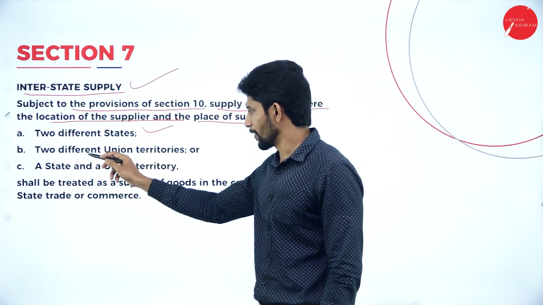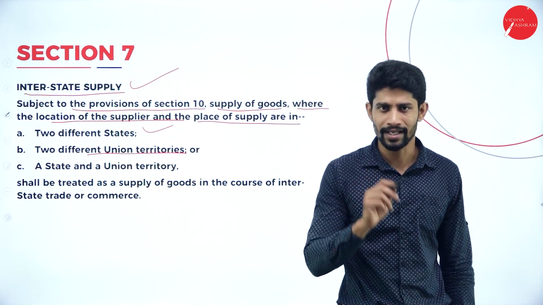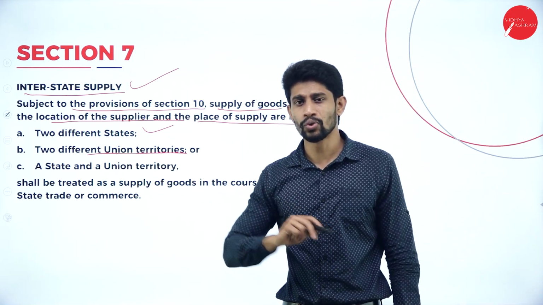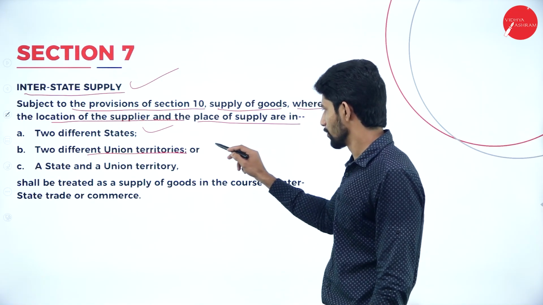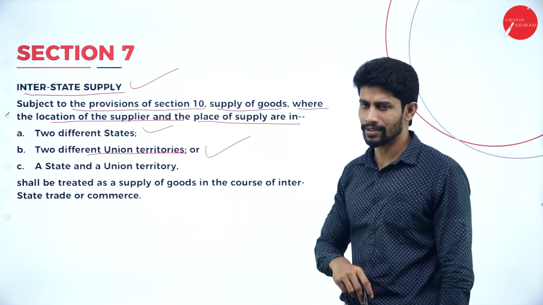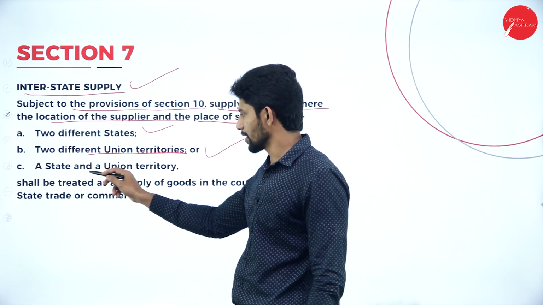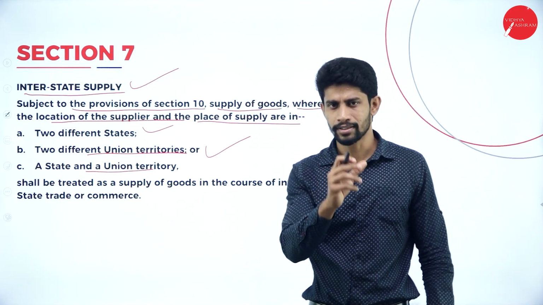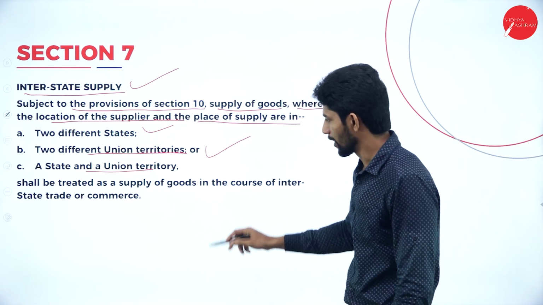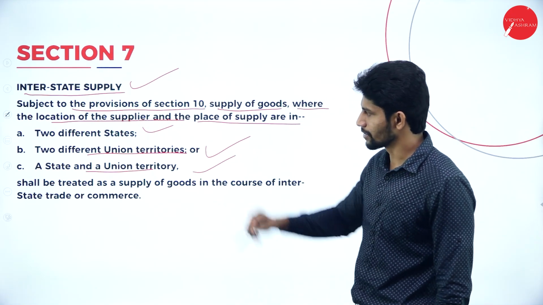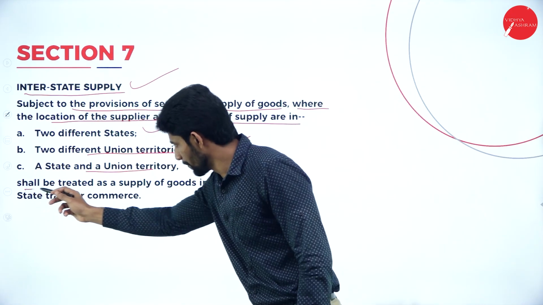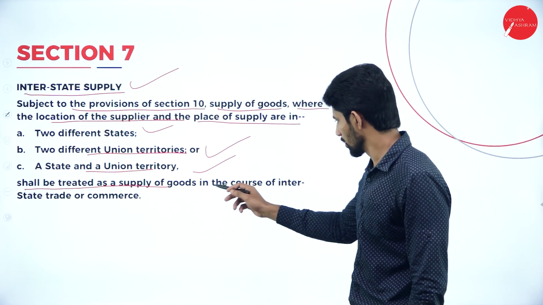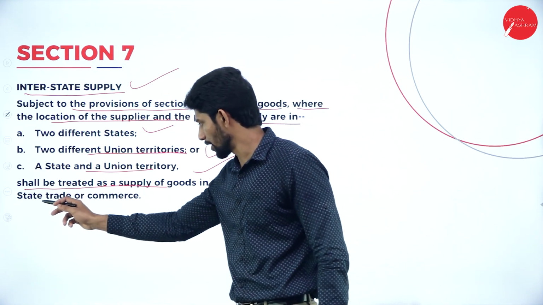And 2 different union territories. Yes, if the transaction is happening between 2 union territories, then again it will be considered as interstate supply. And a state and union territory. Yes, if the transaction is happening between a state and a union territory, again it will be called as interstate supply.